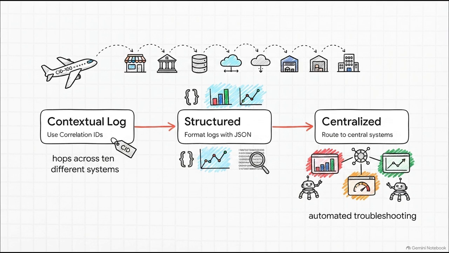Step 1. Use contextual logging with correlation IDs. This slaps a unique tracking ticket on a transaction so you can follow it as it hops across 10 different systems. Step 2. Format with structured logging, like JSON, so machines can easily read it. And Step 3. Route it all to centralized systems. This structured data is absolutely crucial for automated troubleshooting and keeping your real-time dashboards running.